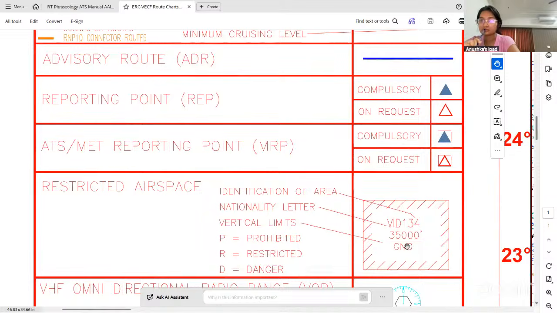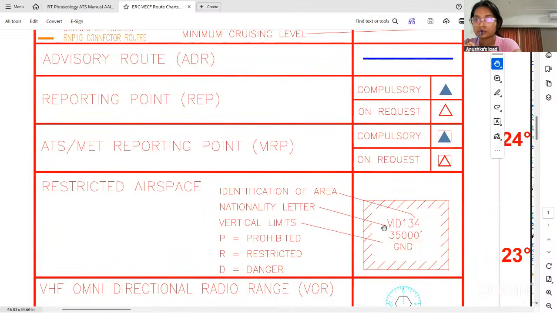Okay. Nationality letter, you were right to say that. Here we can say the VA is our nationality letter, although it's not just India's. Remember that. It's for a lot of neighboring countries. Victor stands for a lot of aerodromes, not just India. So if we say universally it's a nationality letter, we will be wrong.